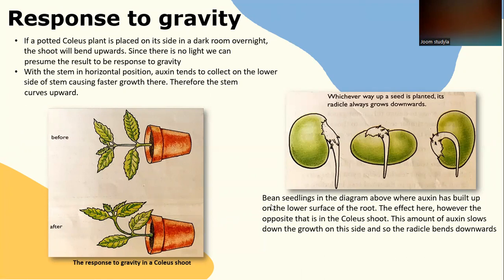Now, where does the gravity pull? This is the root. The root is falling from this side. So in the bean seedling in the diagram above, auxin has built up on the lower surface of the root. So the effect here is the opposite of that in the coleus shoot. This amount of auxin slows down the growth on this side, and so the radicle bends downward. You can see, even if you put it horizontal, the root bends downward.